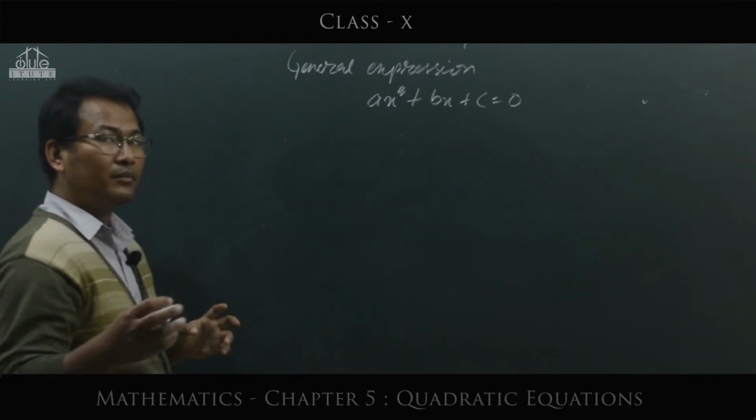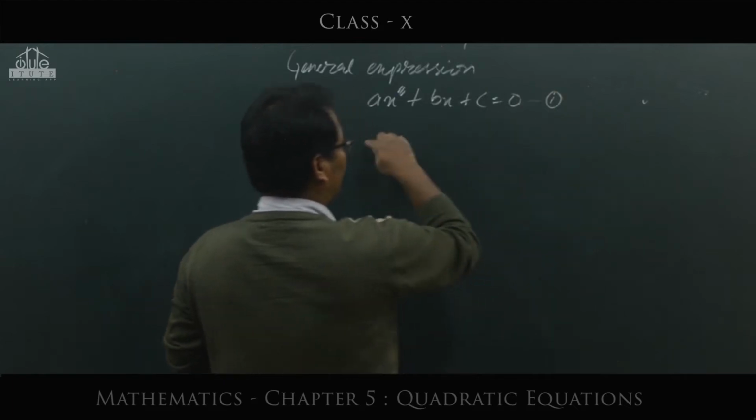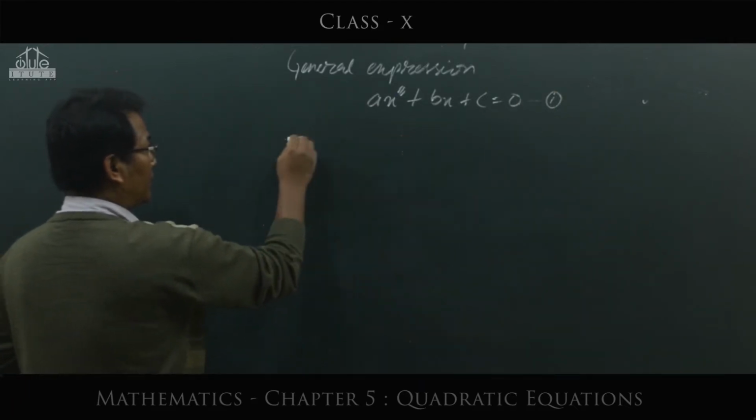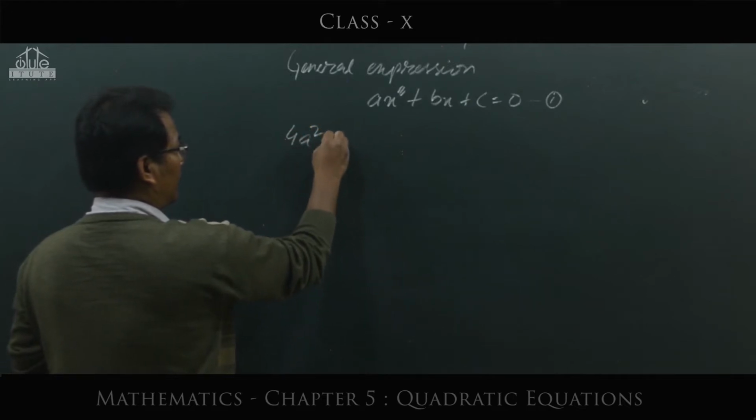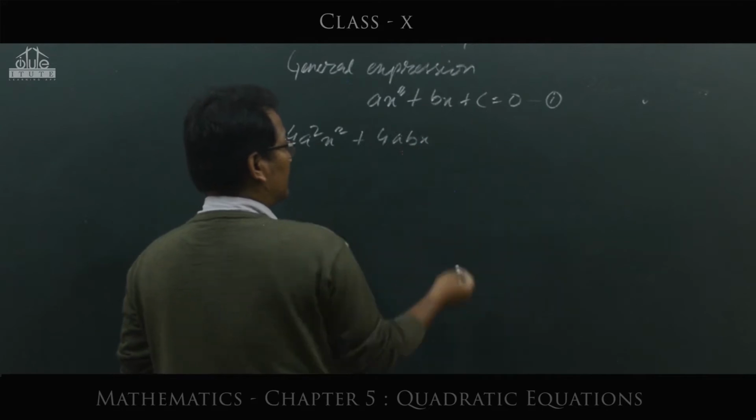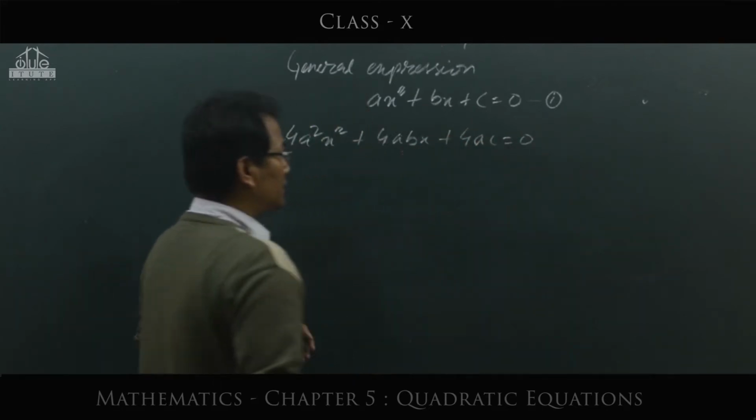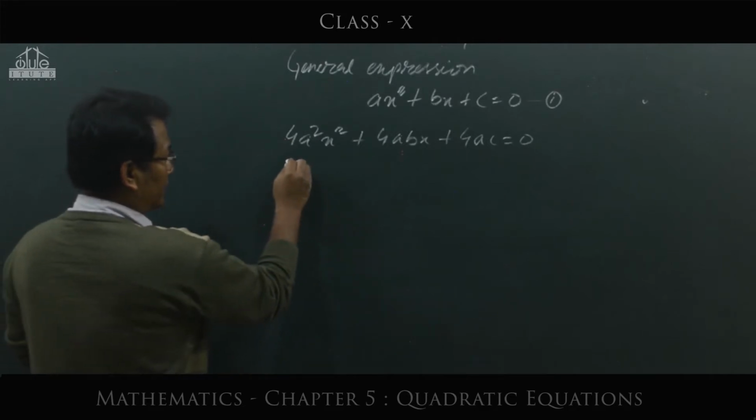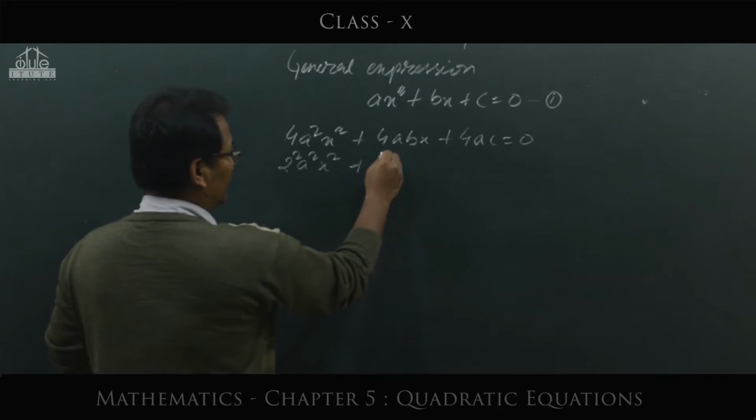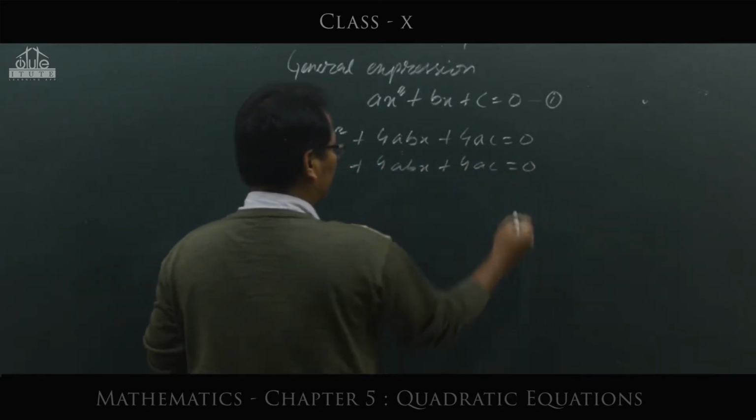We'll be using completing the perfect square. I say this is equation 1, and I'll be multiplying this equation by 4a. So it becomes 4a square x square plus 4abx plus 4ac equal to 0. Now the first term can be written as 2 square a square x square plus 4abx plus 4ac equal to 0.